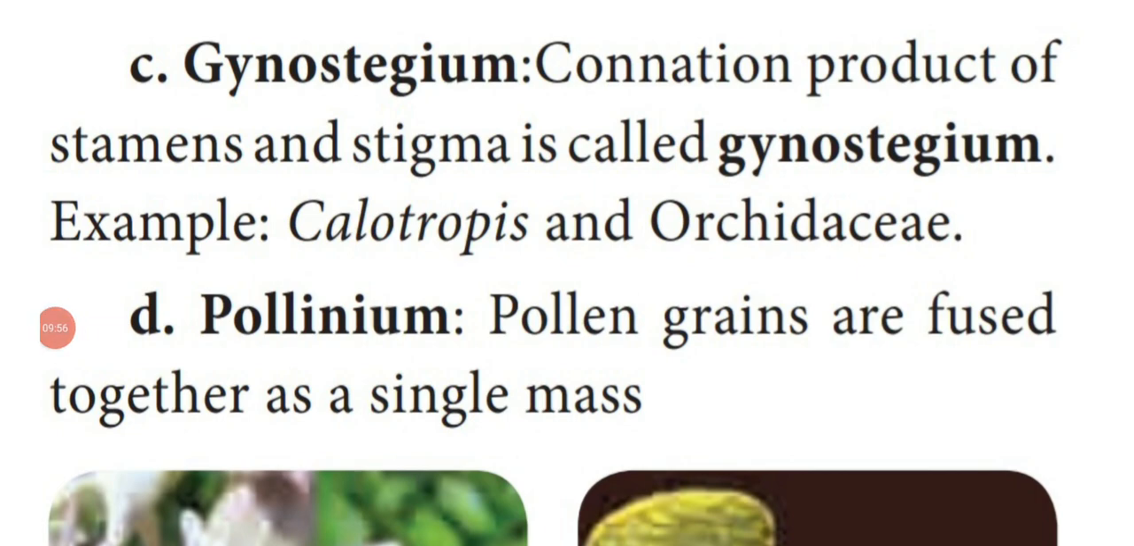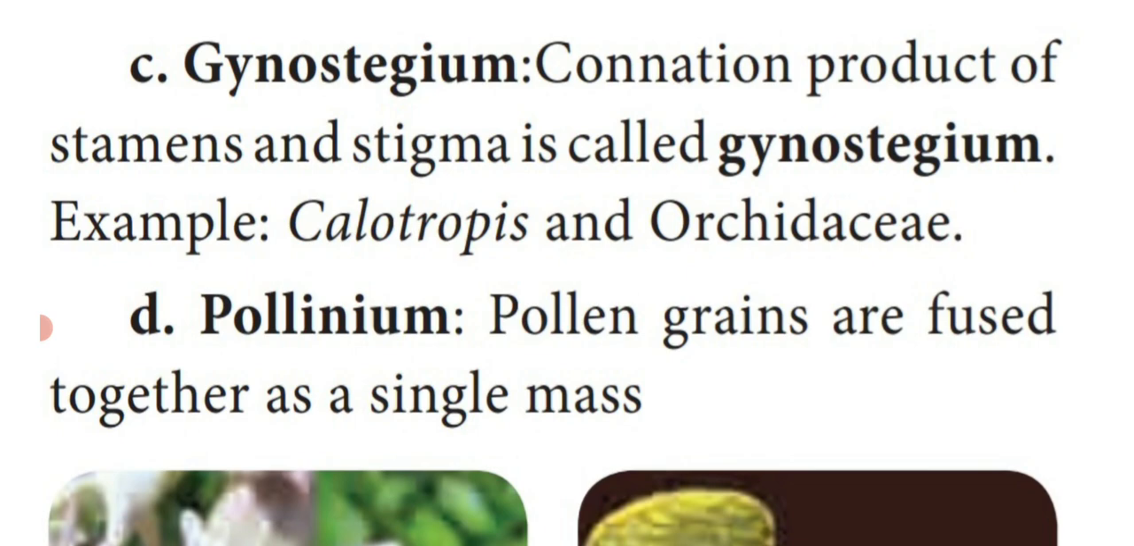Dear students, the adnation of the stamen is divided into 4 types. One is, we have seen, episepalous or epipetalous. Another one, epitepalous. Third one, gynostegium. And the fourth one is the pollinium. The two types you have already seen: stamen attached with petal, epipetalous; stamen adnate with sepal, episepalous. That is the one type.